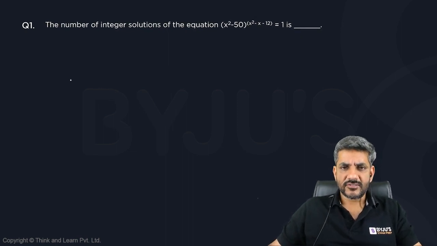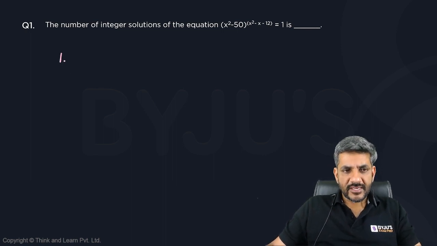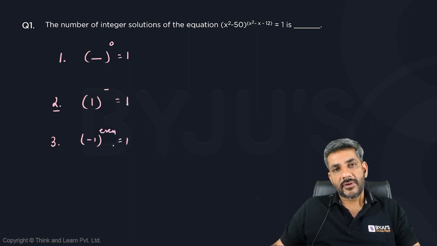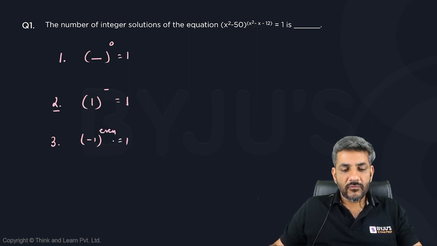Let's start discussing. There are three cases in which a number's power can be equal to 1. The first case is when anything is raised to the power 0, that becomes 1. The second case is when 1 is raised to any power, that also becomes 1. And the third case, which generally students forget, is when −1 is raised to an even power, then also it becomes 1. So let's try them one by one now.